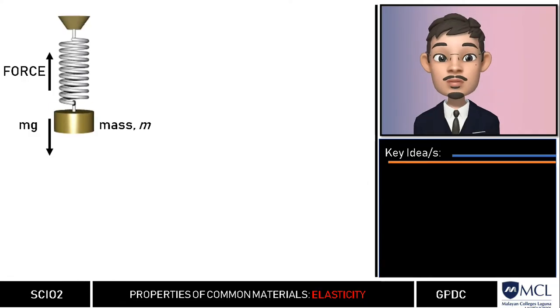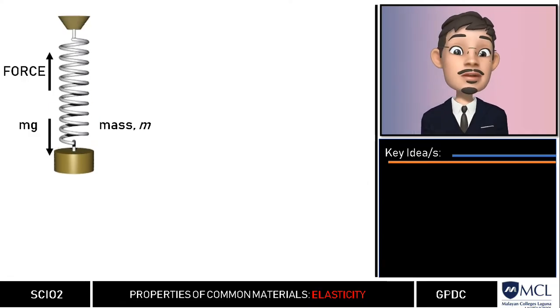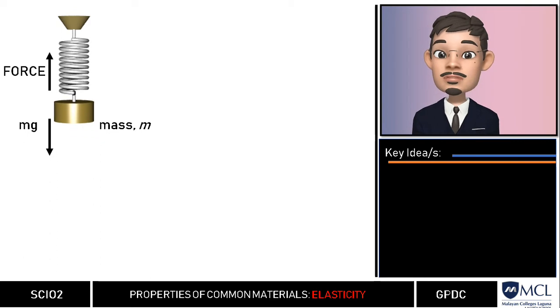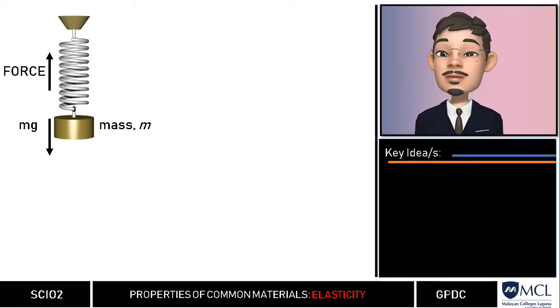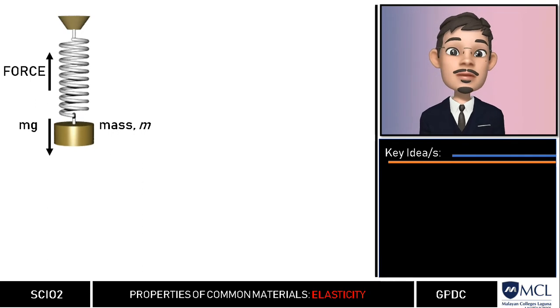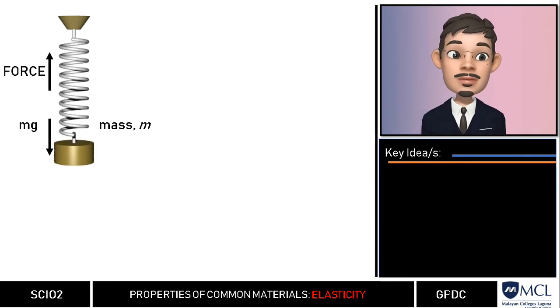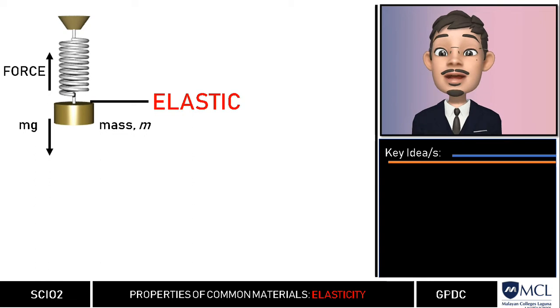When we hang a weight on a spring, the spring stretches. When we add additional weights, the spring stretches still more. When we remove the weights, the spring returns to its original length, right? We say that the spring is elastic.